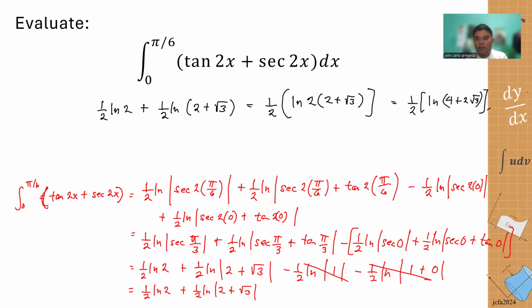Okay, so that's the answer. Or you can remove the bracket. So that's 1 half ln of 4 plus 2 square root of 3. So this is the exact value. It involves ln. But if we want to check, we can simply put it in the calculator.